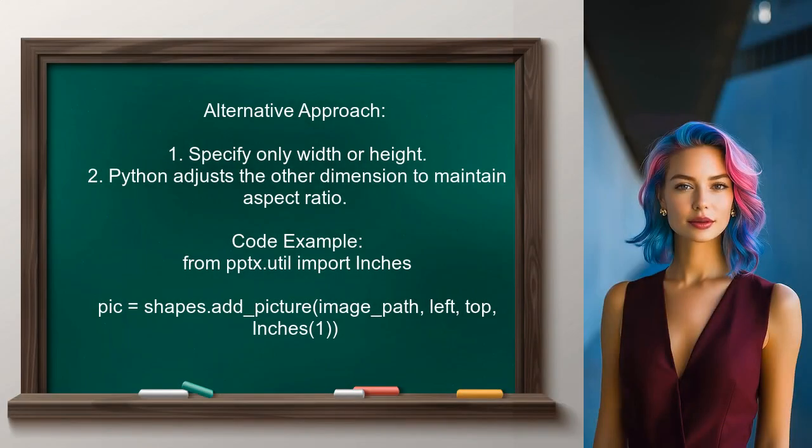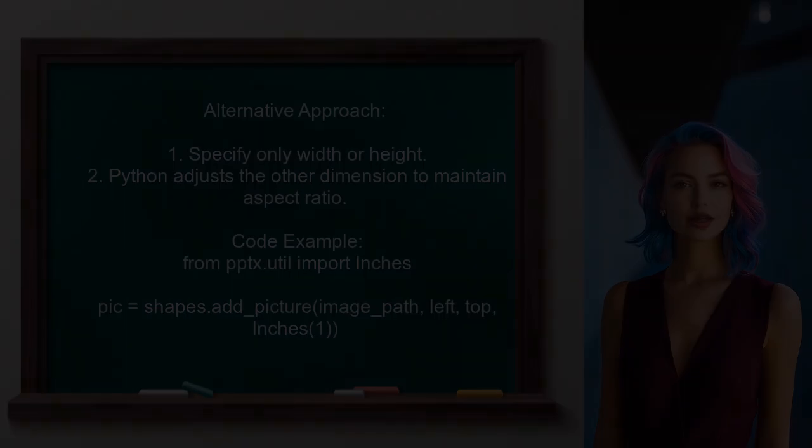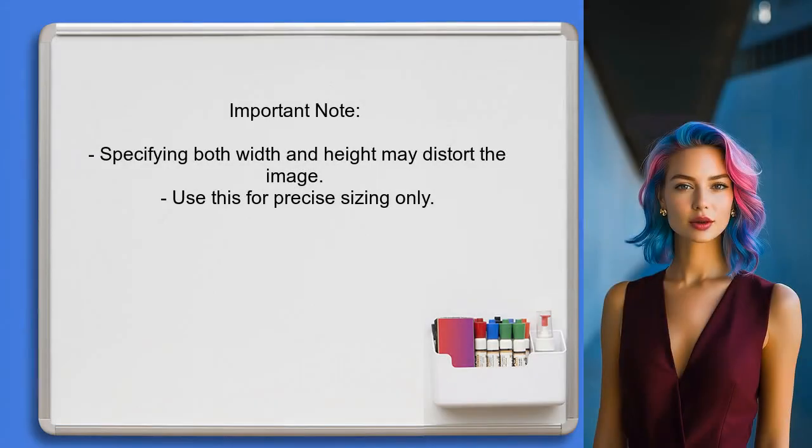An alternative approach suggests that when inserting pictures, you can specify only the width or height, and Python will automatically adjust the other dimension to maintain the aspect ratio. For example, if you want a picture to be 1 inch wide, you can simply set that dimension, and Python will calculate the height for you. If you provide both width and height, the image will be resized to those exact dimensions, which may distort the image. This method is useful if you want precise control over the size.